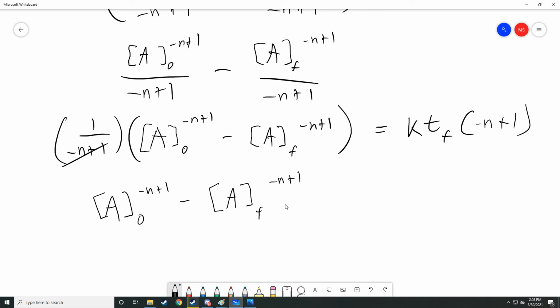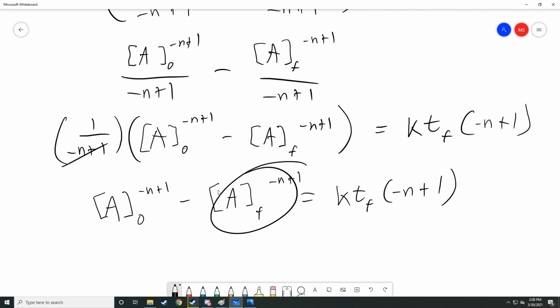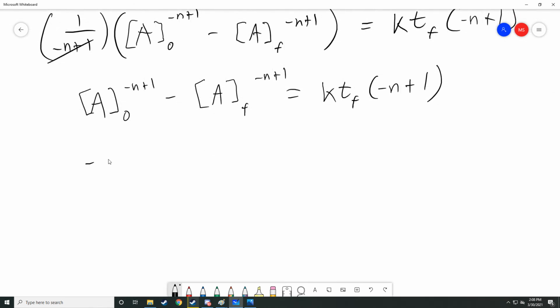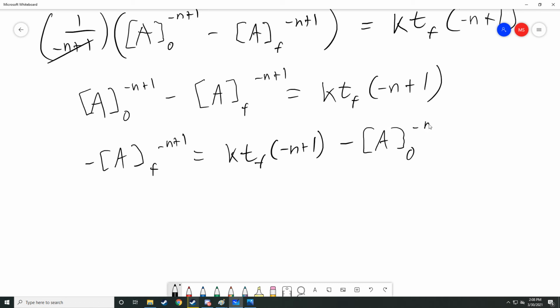Negative n plus 1, good, is equal to kt final and negative n plus 1. Okay, cool. So this is the general integrated rate law, but we still have some work that we could do. For example, if we wanted to isolate this final, we could go ahead and move the initial concentration over to the other side pretty easily. So let's go ahead and do that. I'll subtract it from both sides. That gives us negative A final negative n plus 1 is equal to kt final negative n plus 1, minus, so I'm subtracting from both sides, A naught negative n plus 1.